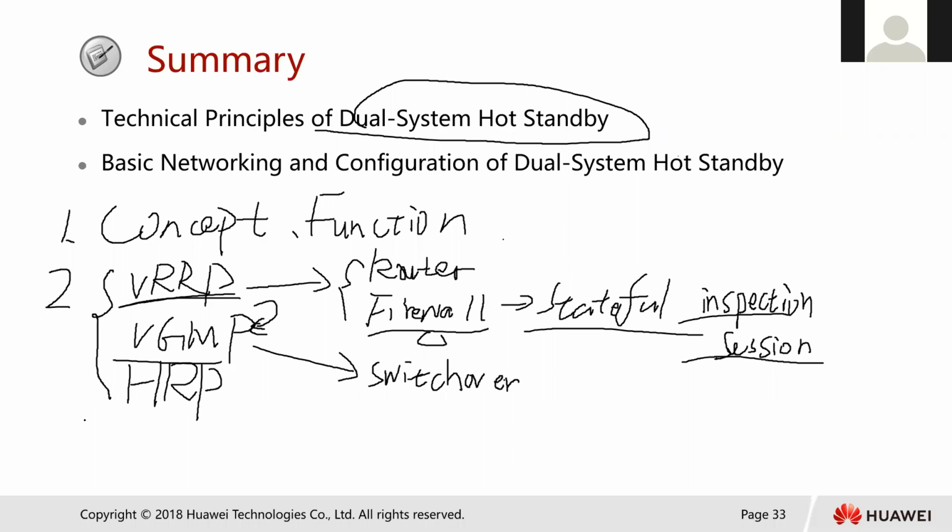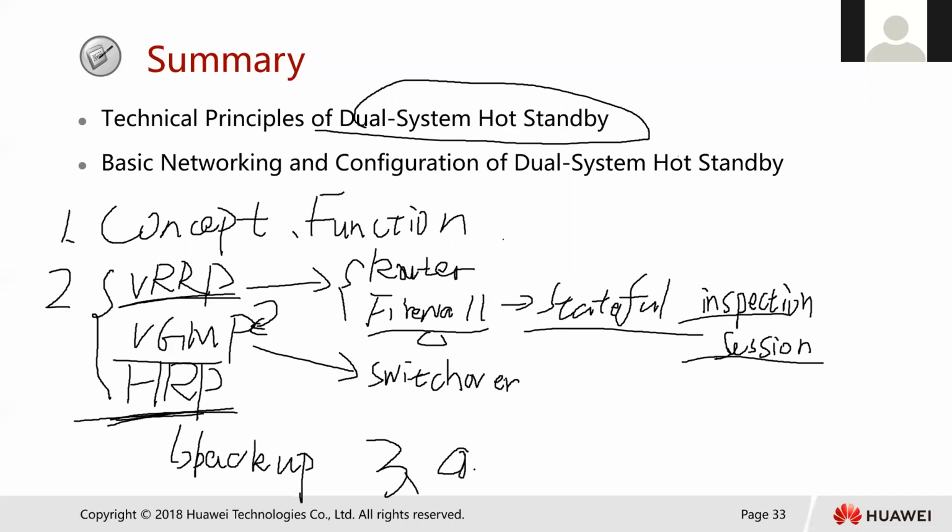And the last is HRP. The HRP group is used to do the backup. Backup what? Backup the session, backup the security policy, backup some information. But not all configuration can be backed up. For example, the IP address can't be backed up. So this is for HRP.